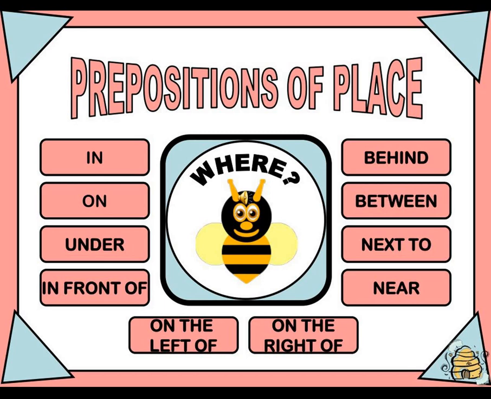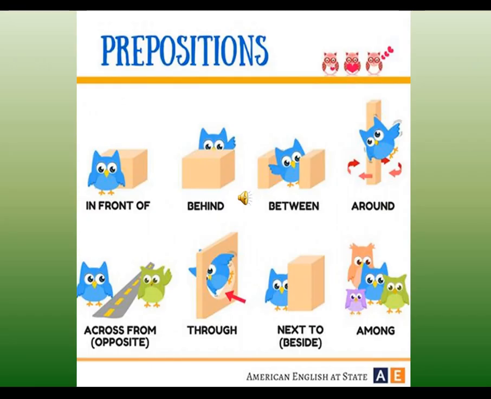So, all the prepositions that we have just seen in the examples are basically prepositions of place. In, on and under are not the only ones, but there are other words like in front of, on the left of, on the right of, behind, between, next to, near. All these words are prepositions of place.